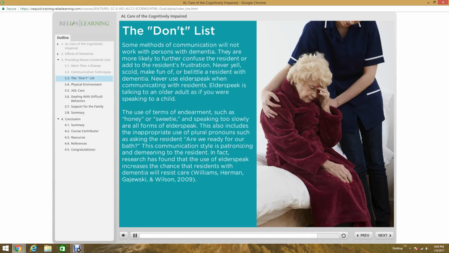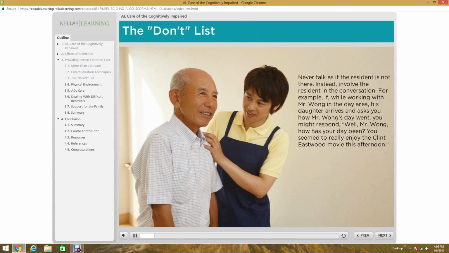In fact, research has found that the use of elder speak increases the chance that residents with dementia will resist care. Never talk as if the resident is not there. Instead, involve the resident in the conversation. For example, if while working with Mr. Wong in the Day Area, his daughter arrives and asks you how Mr. Wong's day went, you might respond, "Well, Mr. Wong, how has your day been? You seem to really enjoy the Clint Eastwood movie this afternoon."